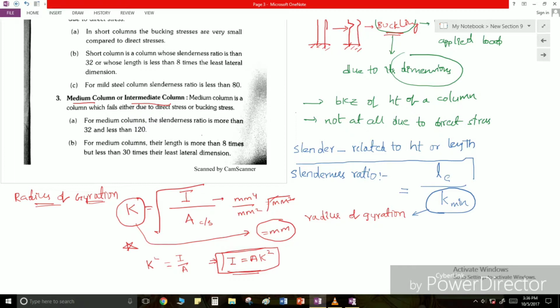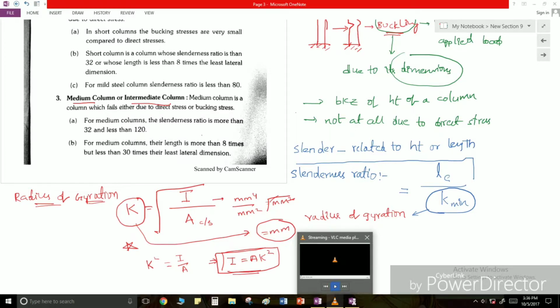Now, what is slenderness ratio? Slenderness ratio is the ratio of effective length to the minimum radius of gyration.